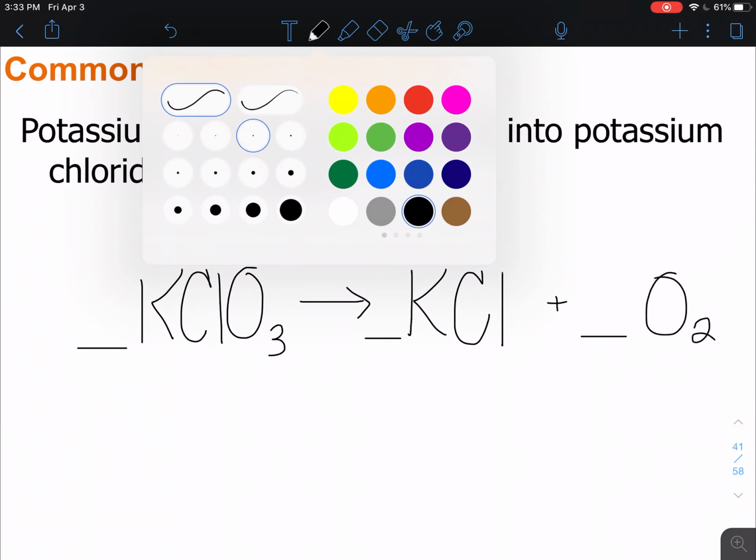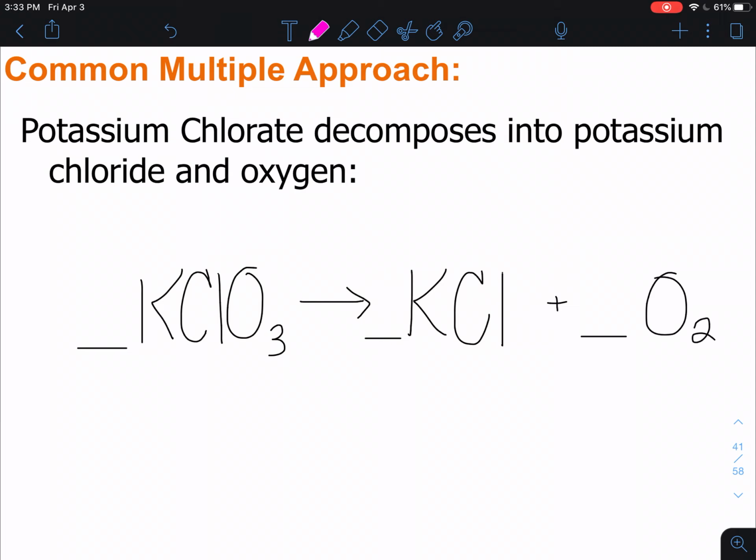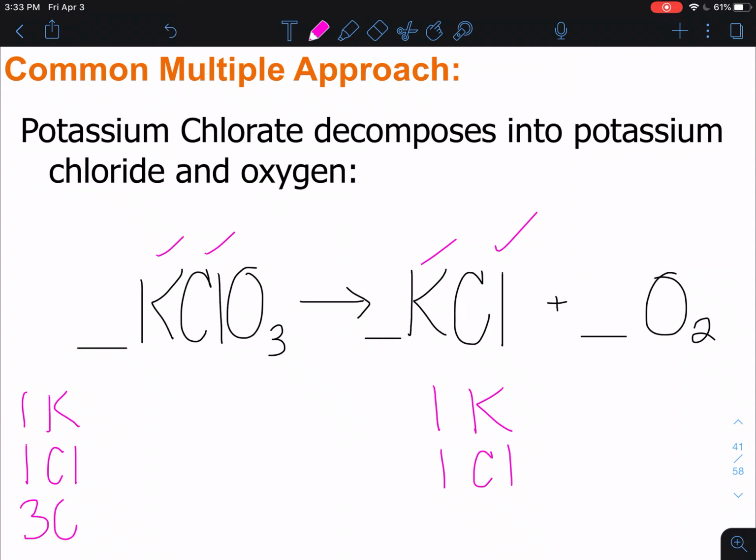Now we're going to go through and balance it. If we start with potassium, we have 1 potassium here and 1 potassium here, so we're good for potassiums. Chlorine, we have 1 chlorine on the reactant side and 1 chlorine on the product side, so we're good. Now we have 3 oxygens on the reactant side and only 2 oxygens on the product side. So we're going to have to find some kind of common multiple. It's really the lowest common denominator between 2 and 3, which is 6.